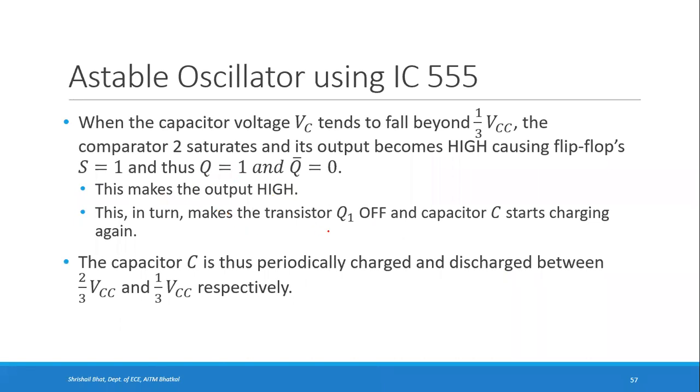This in turn makes the transistor Q1 off. Okay, if Q bar is 0, that is connected to the base of Q1, transistor Q1 is off, and again capacitor C starts charging. So what we observe is the capacitor starts charging at 1/3 of VCC, and it starts discharging at 2/3 of VCC, right? So it's periodically charged and discharged between 2/3 of VCC and 1/3 of VCC respectively.